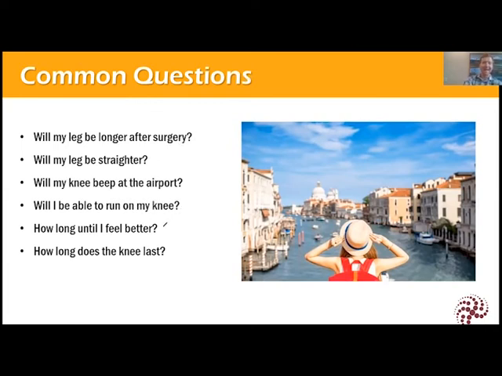So how long until I feel better? That's also very variable. I've had people who notice the pain relief almost immediately, and some people take a little bit longer.